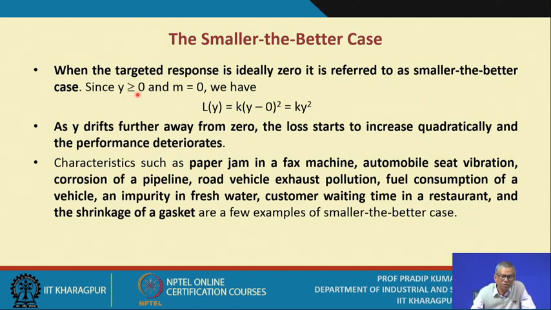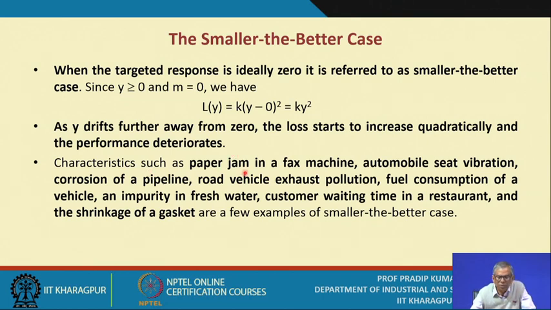Since y is greater than or equal to 0 and m equals 0, that is the target value, we have the loss function as k into y square. As y drifts further away from 0, the loss starts to increase quadratically and the performance deteriorates. So this is our observation, this is our assumption.